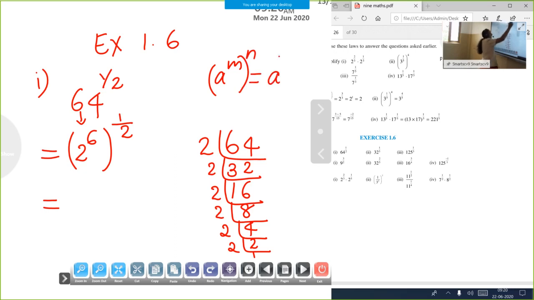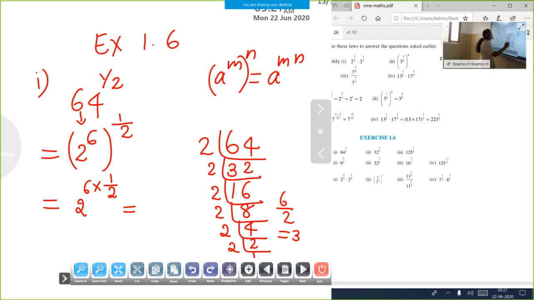The formula is a raised to mn. So here also we need to multiply. 2 raised to 6 into 1 by 2 equals, what is 6 into 1 by 2? 6 into 1 by 2 is 6 by 2. 1 into 6 is equal to 6. The denominator is only 1, 2 there. No need to multiply 6 into 2, 12, not. 6 is in the numerator, 1 is also in the numerator, so the number becomes 6 by 2.